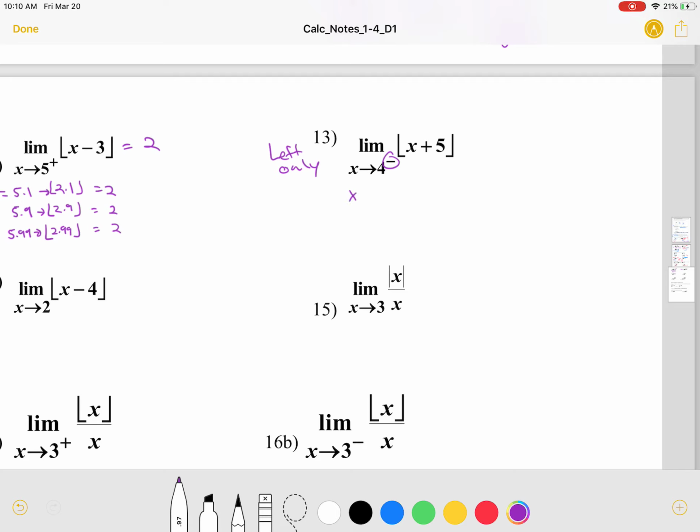So we can just look at some of our x's. If we plug in things a little less than 4, so our x equals 3.9, then we're going to take the step of 8.9, which is going to give you 8. Since we're only testing the left side, all we have to do is find the limit from the left. It's 8.